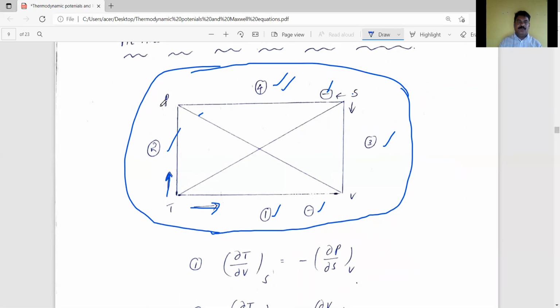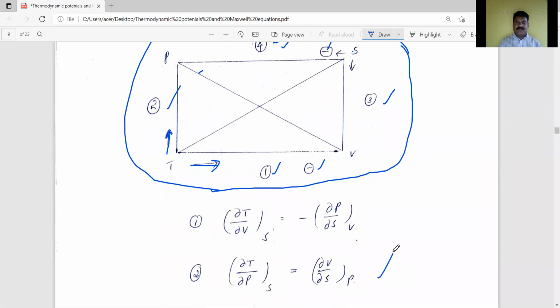Dou T by dou P. What is the diagonal letter of T? Yes. Dou T by dou P at S equal to, exactly. Now, what is the other side of number 2? 3. You have to follow this direction only on the 3 number side also. Dou V by dou S. What is the diagonal letter of V? P. Dou V by dou S at P. So, this is equation number 2. That is Maxwell's second equation.